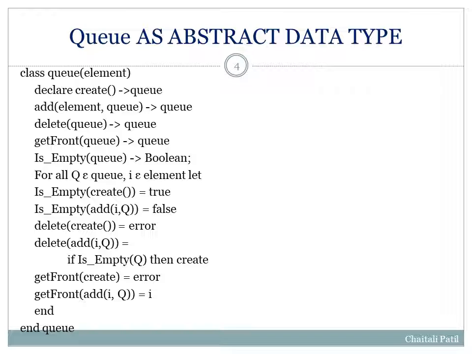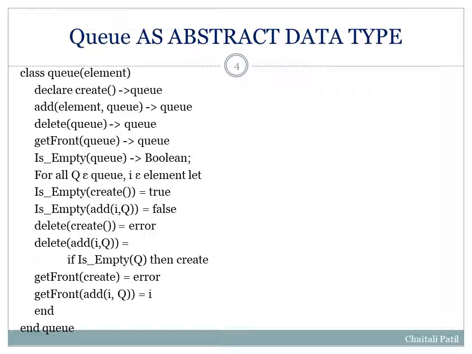Okay, so class queue, declare create, and create is a function. See, this is one way to write an ADT. Okay, there are many ways to write the ADT. What is ADT? ADT is an abstract data type. So in ADT, we just mention which are the functions that can be implemented on a data type. But how to implement that function, that part is hidden, and that's why it is called abstract.